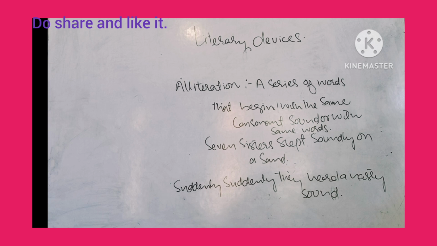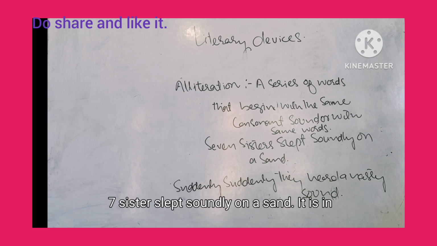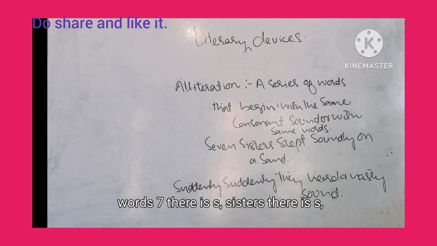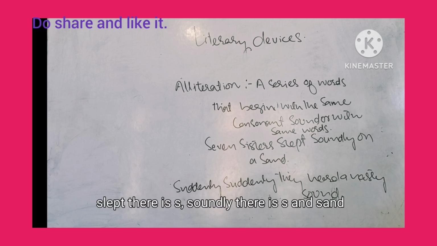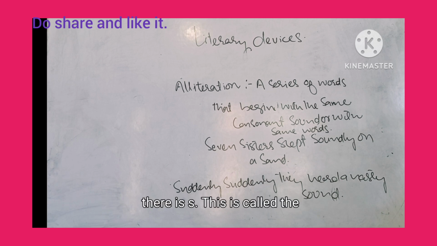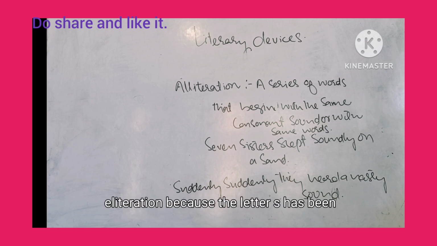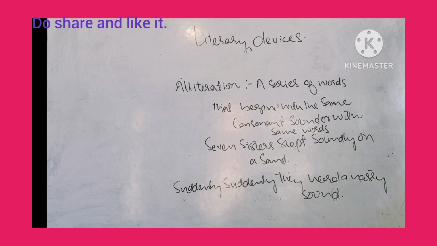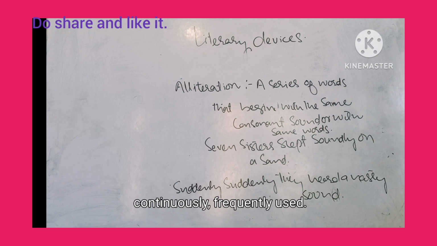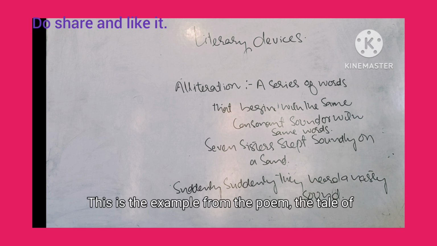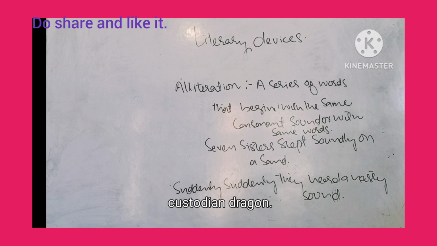For example, seven sisters slept soundly on the sand. In the words seven there is S, sisters there is S, slept there is S, soundly there is S, and sand there is S. This is called alliteration because the letter S has been used continuously and frequently. Next one, this is the example from the poem The Tale of Custard the Dragon.